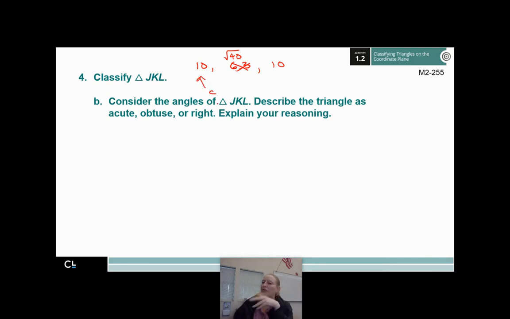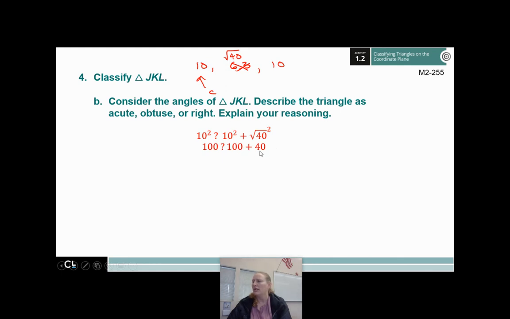I mean, yeah, I get it. I have two of them, and maybe you already see the problem. But let's make that our C. So I have 10 squared plus 10 squared, and I don't know if it's equal to, less than, or greater than 10 squared plus the square root of 40 squared. So this is just like we did before. Of course, 10 squared is 100, 10 squared is 100, and we know that squares and square roots cancel out. So the square root of 40 squared is 40.